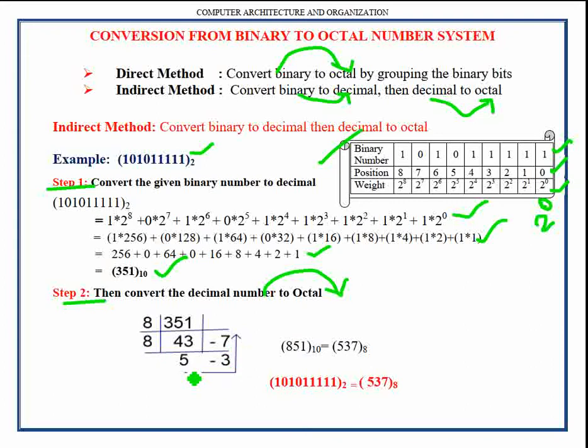So now we have to accumulate all the remainders, and while collecting these remainders, the direction of collecting them is very important. They have to be collected from the bottom to the top direction. This is very important. Okay, so now we got the octal equivalent value for the given binary number.